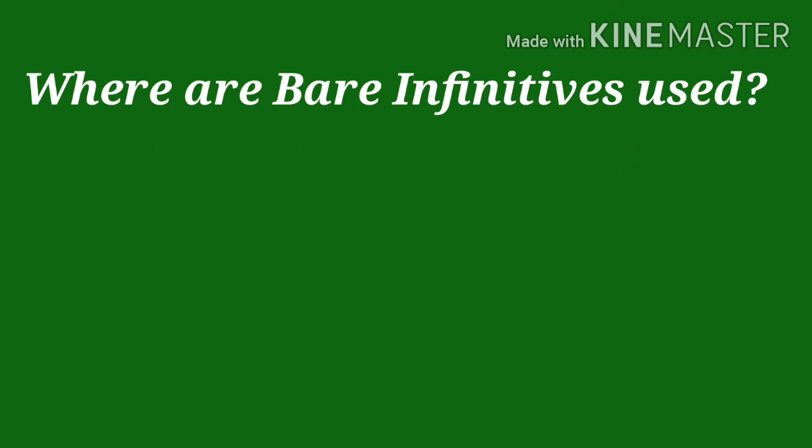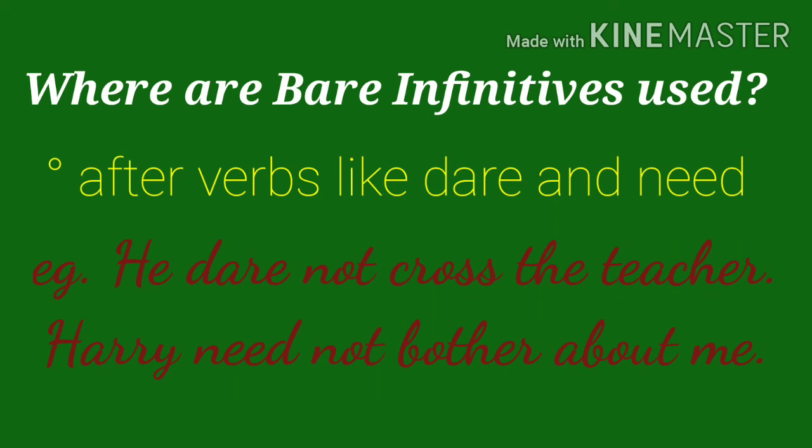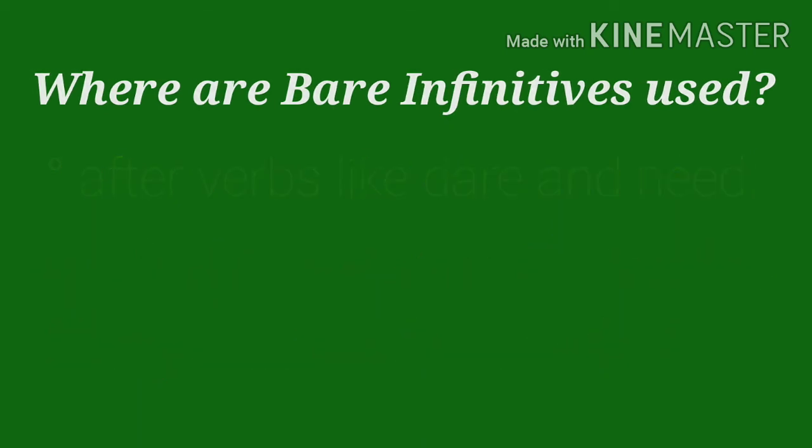Last place where bare infinitives are used is after verbs like dare and need. He dared not cross the teacher, or Larry need not bother about me. So we see that the words cross and bother are bare infinitives over here, which are following the words dare and need. The structure should have been he dare not to cross the teacher, or Larry need not to bother about me, but these kinds of expressions are considered to be incorrect. So we omit the word to and only write the bare infinitives cross and bother.